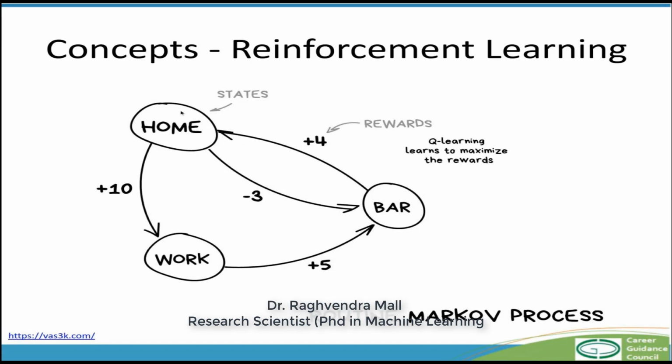So the states are your home, work, and bar. Your rewards are the edges shown with the positive and the negative values. And the action is the path that you take, whether you go to the home or go to the work from home or to the bar. So these are the actions that you take.